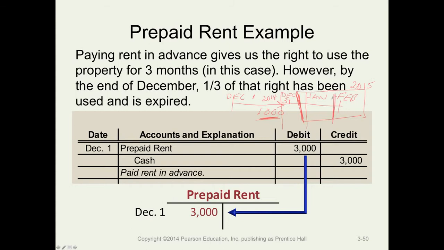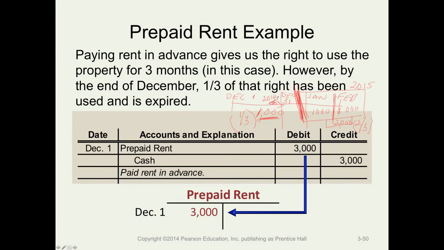In 2015, you're still going to have coverage for January and February. So you still have $2,000 of future benefit. So you used up 1/3 and you have 2/3 remaining. So again, the cutoff time period assumption as of December 31st of 2014, you've got usage of $1,000 and you have $2,000 remaining for the future period.